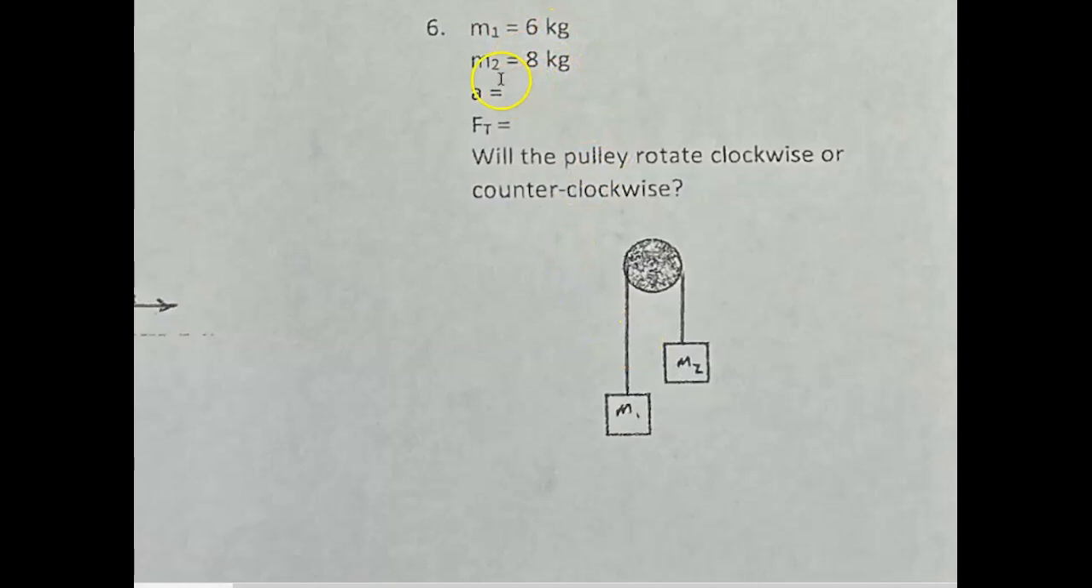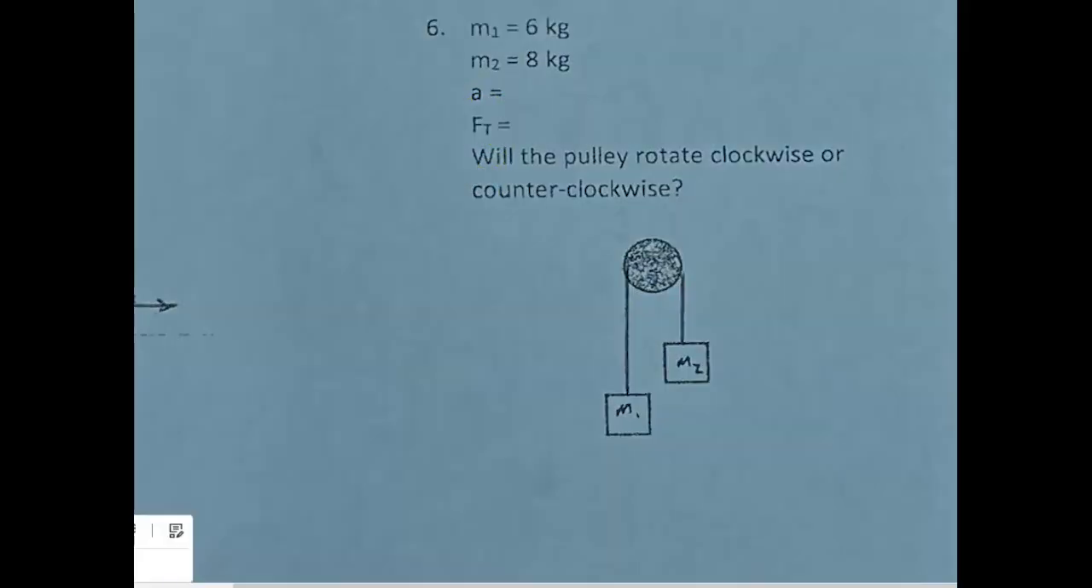Here's the information that's given. We're asked to find the acceleration and the tension in the string. So let's take a look at the solution.